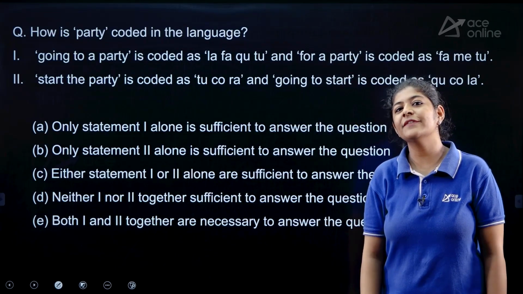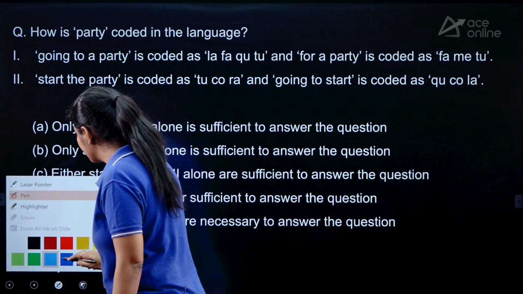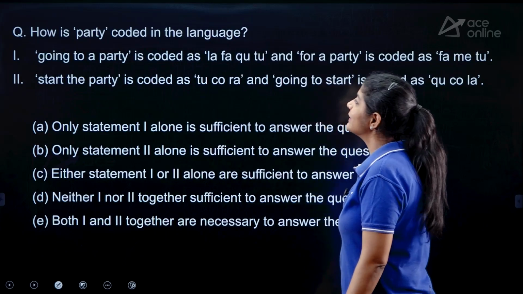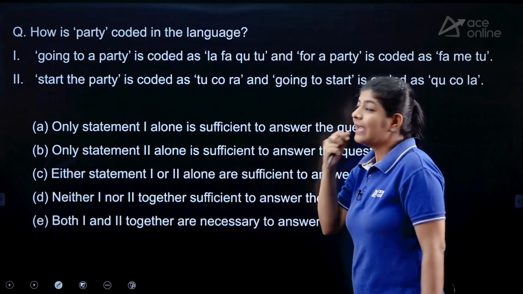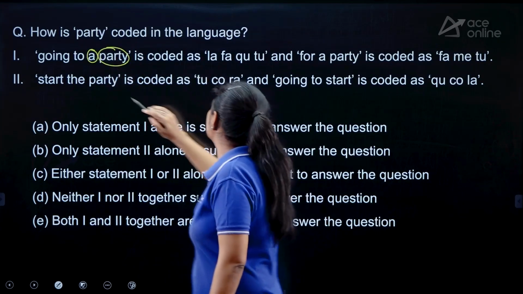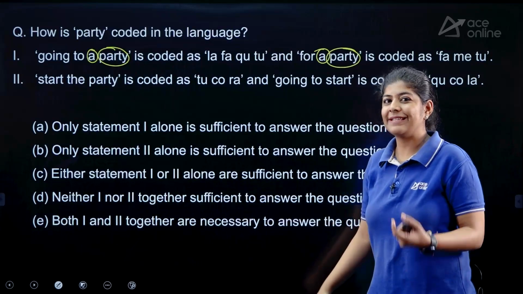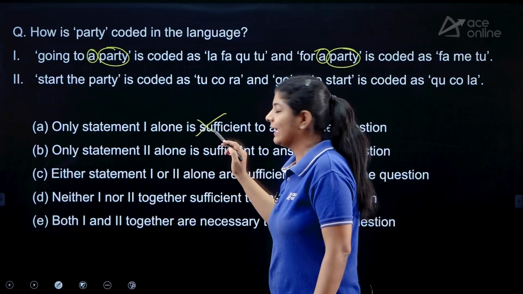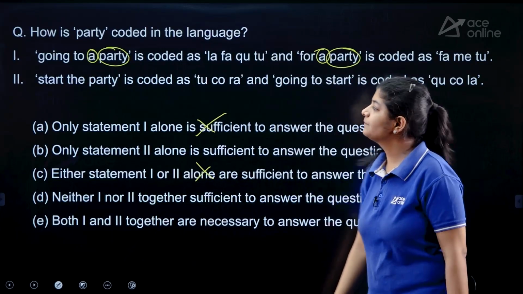We know that whenever we have these kinds of questions, how to attempt this. First we just simply go through statement number 1. Going to a party is coded as this one, and for a party is coded as this one. Here we can see that we are having two common words, a party. So are we able to define the exact code for party? No. Option number A is eliminated and option number C is eliminated, right?